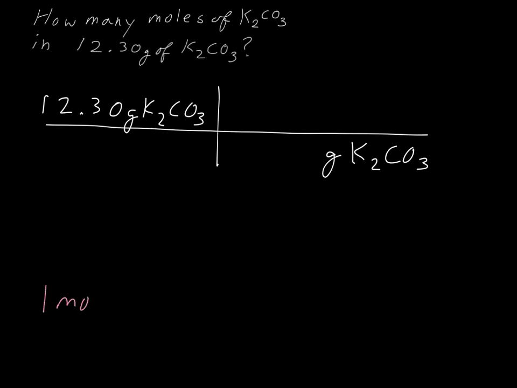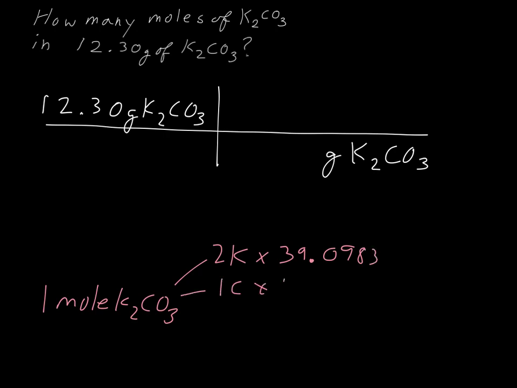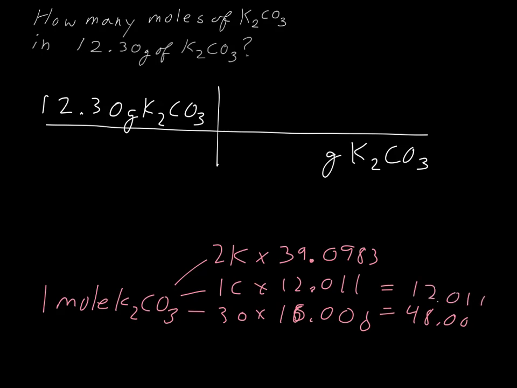I know that 1 mole of potassium carbonate contains 2 moles of potassium. According to the periodic table, each mole of potassium has a mass of 39.0983 grams. It has 1 mole of carbon at 12.011 grams and 3 moles of oxygen at 16.00 grams. That is 48 grams. That is 12.011 grams. And 2 × 39.0983 is 78.1966 grams. Add them all together.